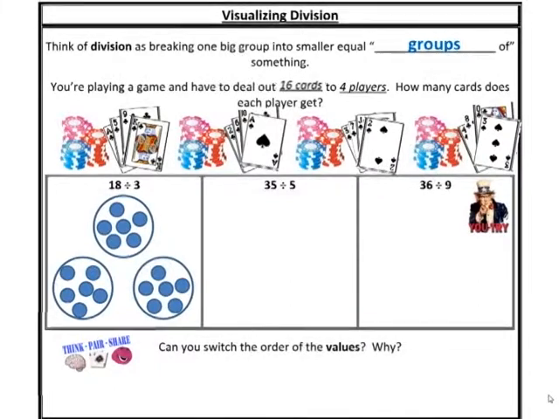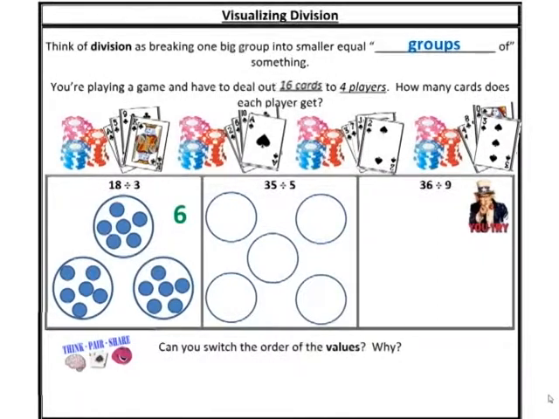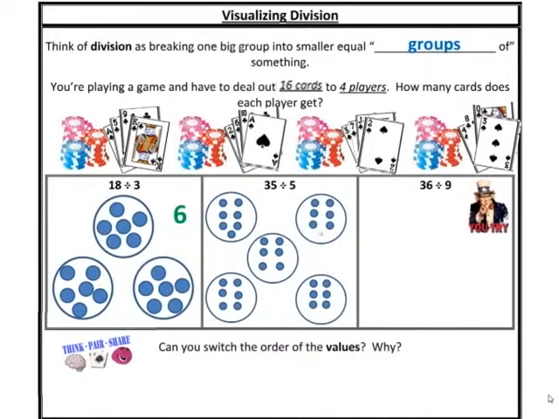35 divided by 5. I need to break it down into 5 equal groups. So I draw out my 5 groups, and then I deal them out: 1, 2, 3, and so on up to 35. If you count, each group has exactly 7. We took 35 and broke it into 5 equal groups.